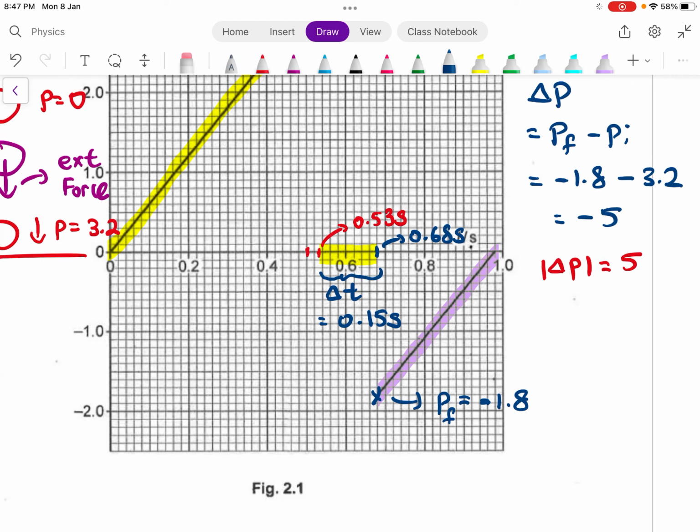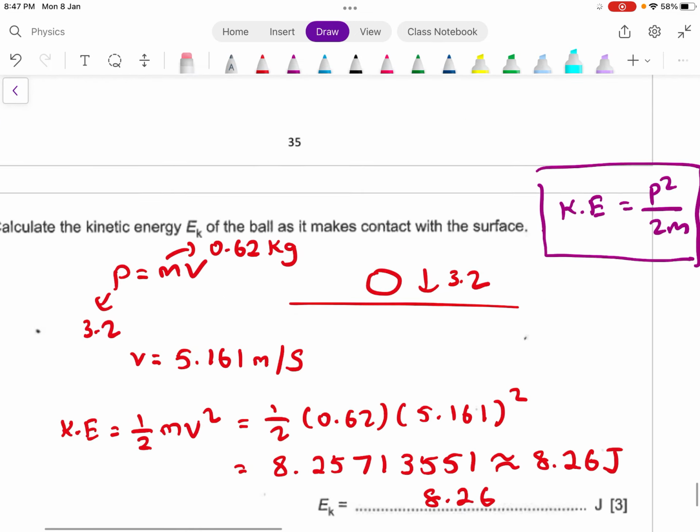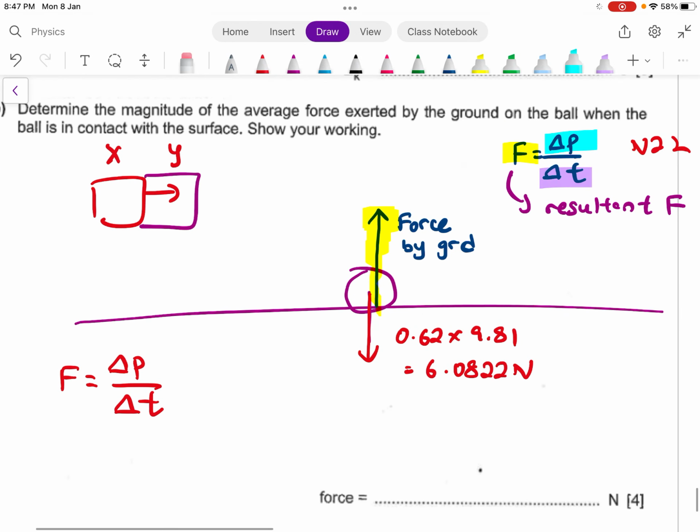To calculate the resultant force, it is delta P divided by delta T. So delta P is 5, delta T is 0.15. The resultant force, 5 divided by 0.15, is roughly about 33.3 Newton. But of course, this is not the answer, because remember, this is your new resultant force. When we are talking about vertical force, things are a bit different already. Let's take a look at the free body diagram.